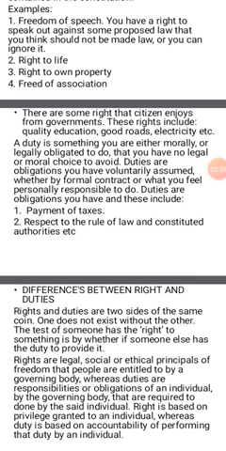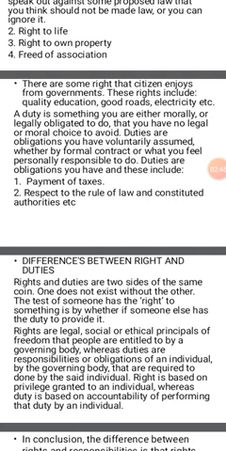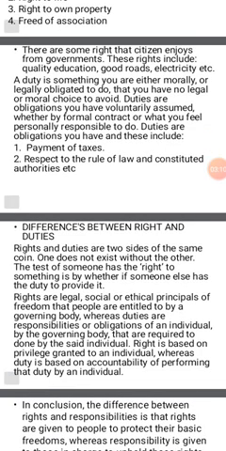A duty is something you are either morally or legally obligated to do, that you have no legal or moral choice to avoid. Duties are obligations you have voluntarily assumed, whether by formal contract or what you feel personally responsible to do. Now, duties are obligations you have, and these include payment of taxes.